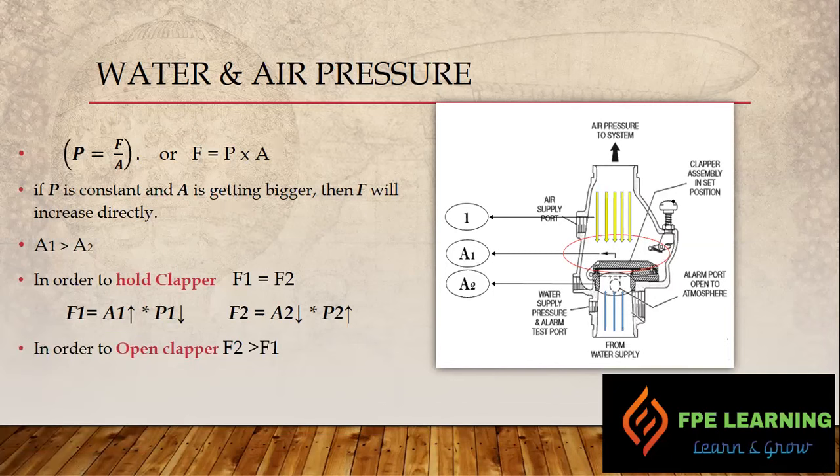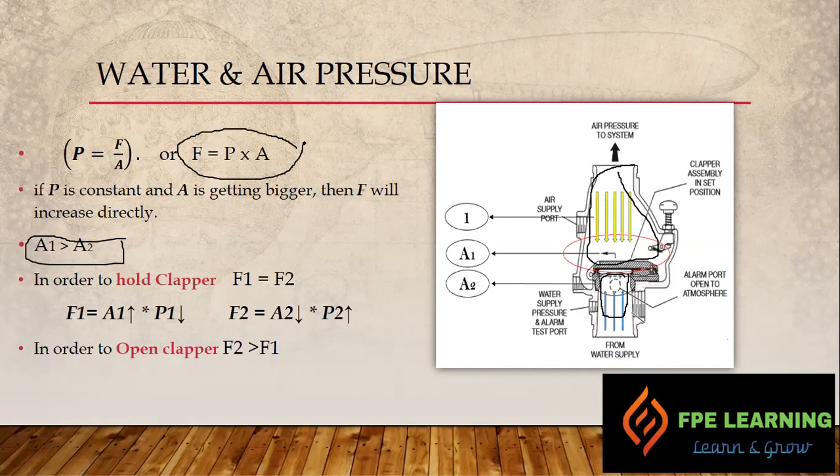This is our resetting knob that we'll discuss in detail in the next slide, right? So normally area A1 is greater than A2, if you can see here, right? See the bigger area at the top side, right? This is a big area, and at the bottom we have a very small area, right? So we know from basic science that pressure equals force over area, or force equals pressure times area, right? So let's assume the pressure is constant and A is getting larger, then F will increase directly. Utilizing this formula, keeping the pressure constant and increasing the area, at the end of the calculation we are going to get more force, right?